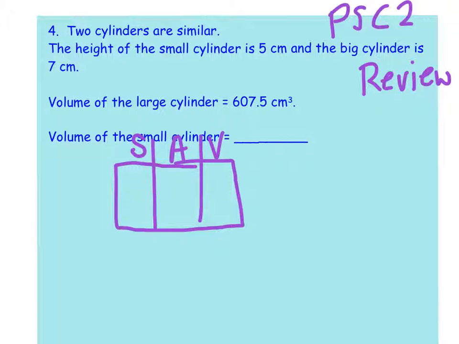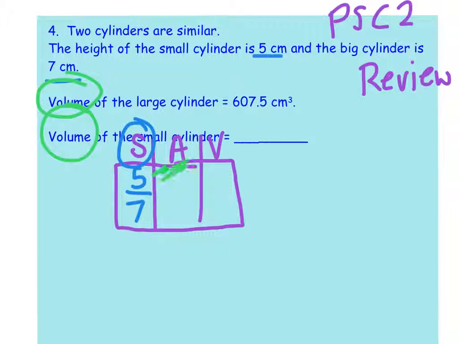One thing that we learned in PSC2 was how to use an SAV box. The S stands for the ratio of the side lengths. And when I look at the story for this example number 4, I can see that 5:7 explains the side length ratio. Now, when I look back at the problem, it says I'm trying to compare volumes.